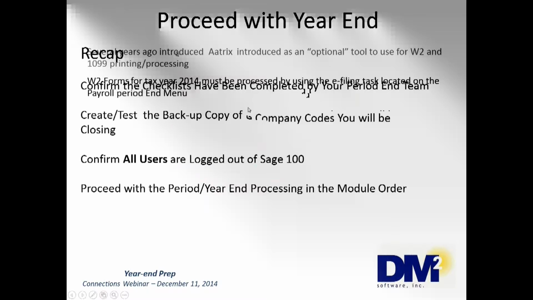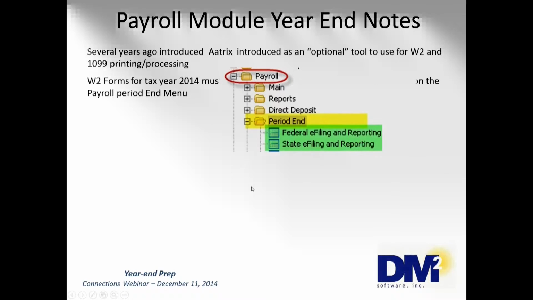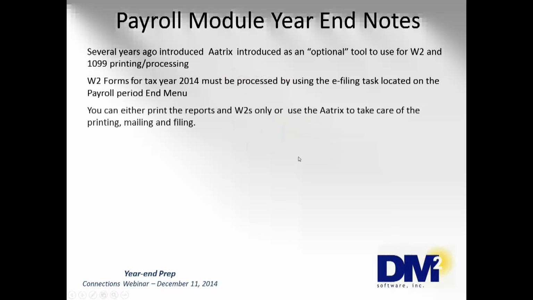Now what Sage is saying is that for tax year 2014, W-2s will be processed by using the e-filing task, which is supported by Atrix. And that e-filing task for payroll is in payroll period end, and notice you have federal and state e-filing. You can either print the reports in W-2s only, or you can use Atrix fee-based service to take care of printing the W-2s and mailing them to your employees and filing all of your governmental reporting.